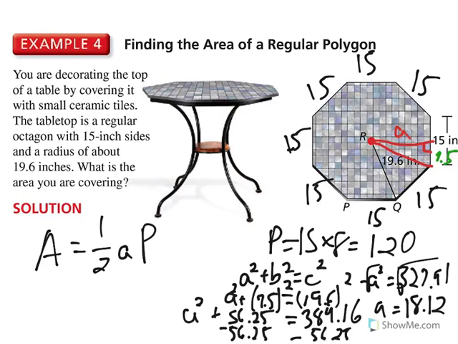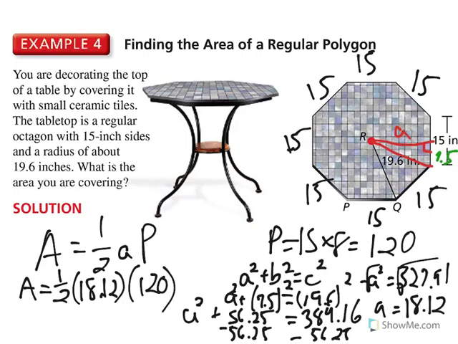So that now I can plug in everything for my formula. So area is equal to 1/2 the apothem, my 18.12, times the perimeter that we found of 120. And so when we multiply it out, my area in this case is 1,087.2. This was in inches, so it's in inches squared.